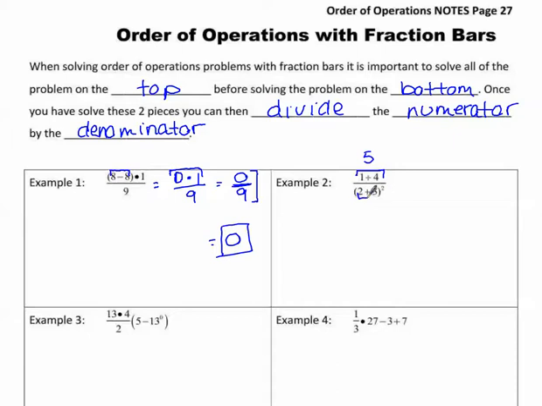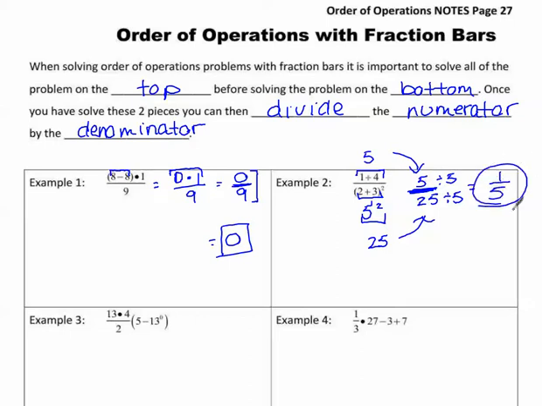So I have to do the grouping first. 2 plus 3 is 5 to the second power. And then I'm going to solve 5 to the second power, which is 5 times 5 is 25. Then I'm going to bring the two pieces back together, 5 over 25. Now remember, this bar means division, or you could just simplify the fraction. I'm going to simplify by 5, and I get 1/5 as my answer for problem number 2.